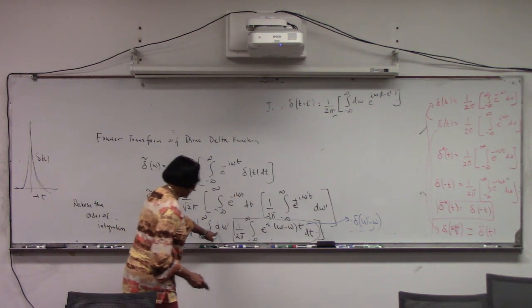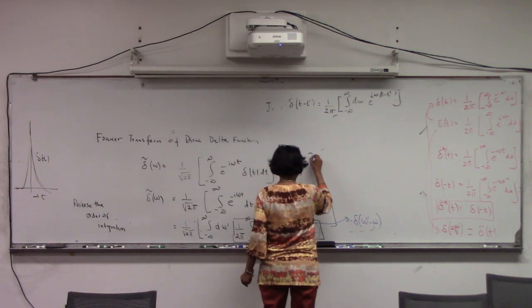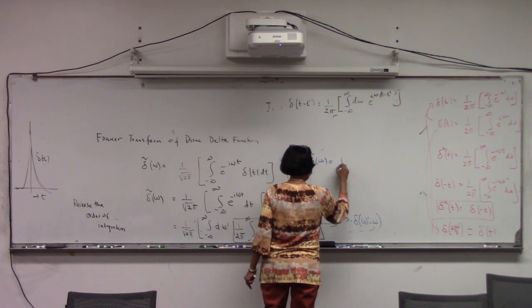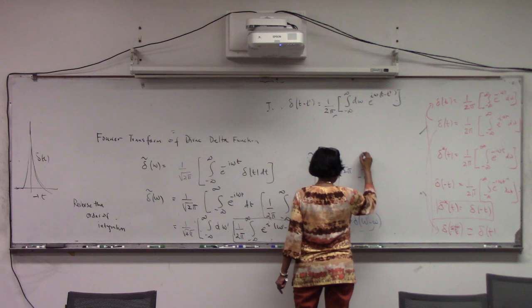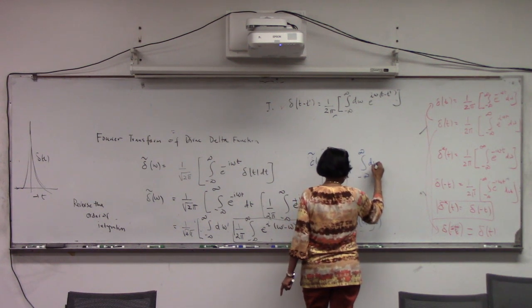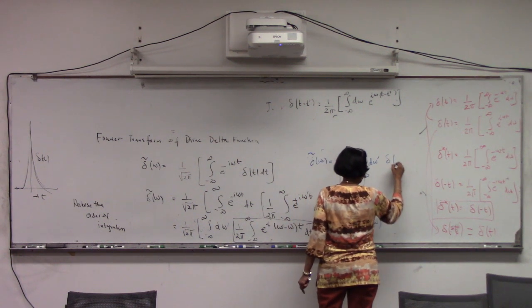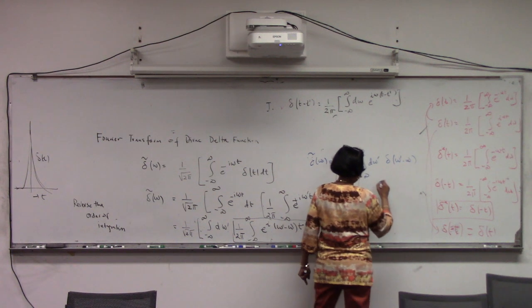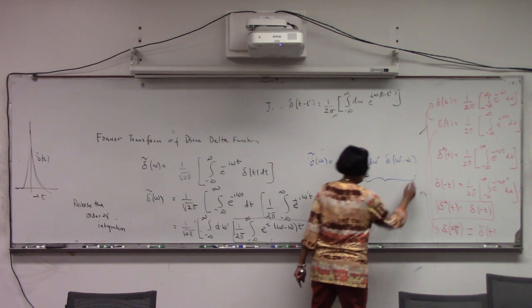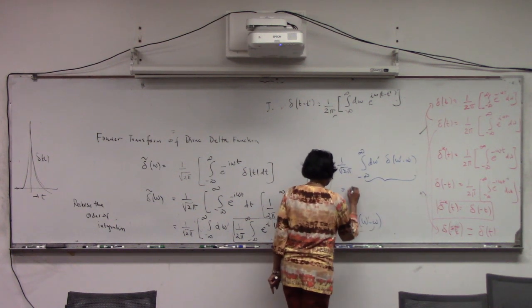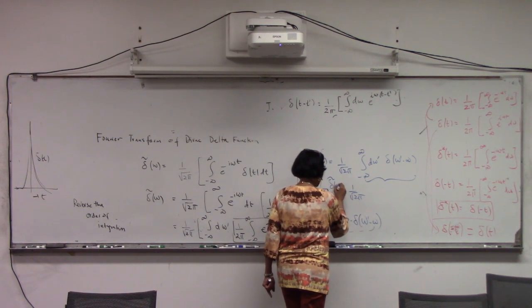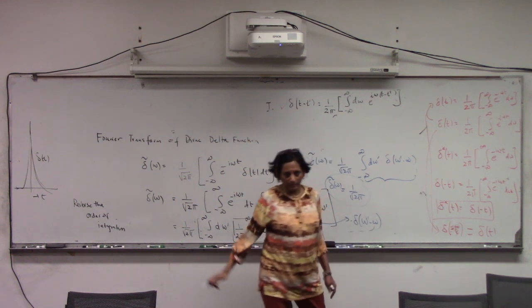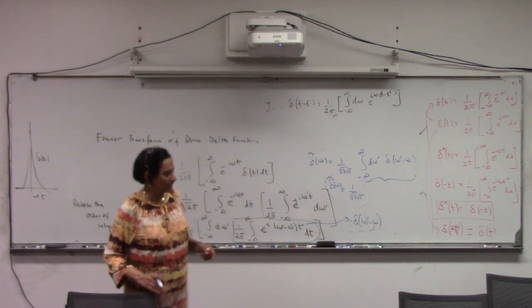And then this becomes nothing but 1 over square root of 2 pi, integral from minus infinity to plus infinity of d omega prime, which is equal to what? 1. That's equal to 1. So this is nothing but 1 over square root of 2 pi. Okay. It's a constant.